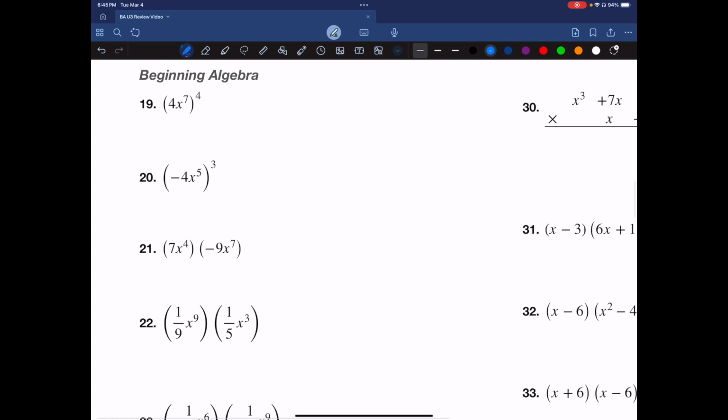Page 2. Same thing here. This is another way of writing it, saying 4 to the 4th times... You already know when you raise a power to a power, you multiply. So this is going to be x to the 28th. And then you need to figure out what 4 to the 4th is. This is going to be 256x to the 28th.